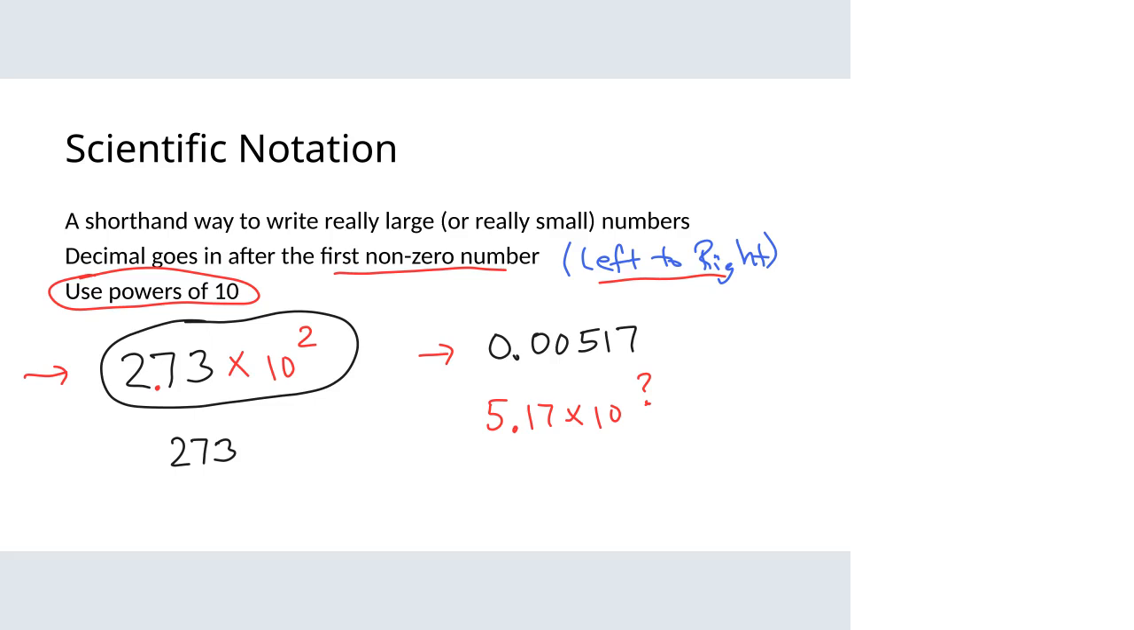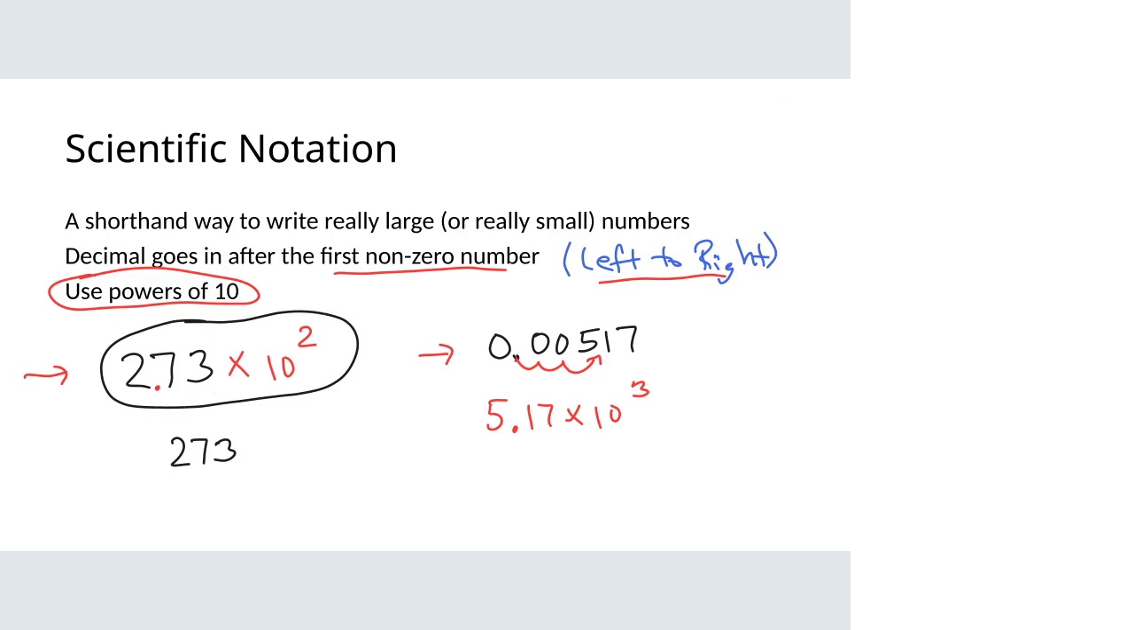That power is how many places the decimal moved. And it moved 1, 2, 3 places. So it's going to be 10 to the third. The only thing left for me to decide is whether that 3 is going to be positive or negative. Like I said, there are ways to memorize this. If the decimal moves to the left, it's positive. If the decimal moves to the right, it's negative. And that's okay if you're comfortable with that.